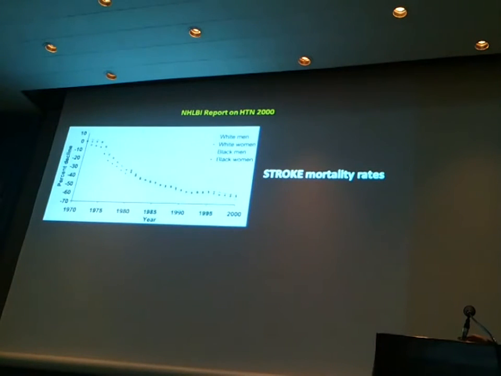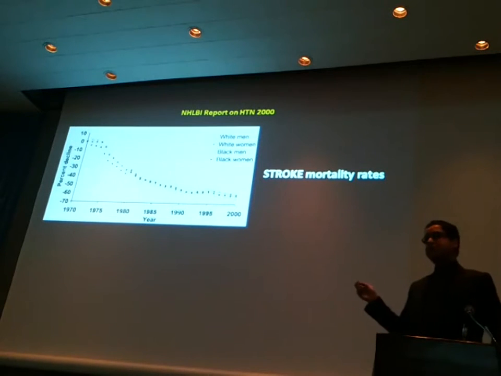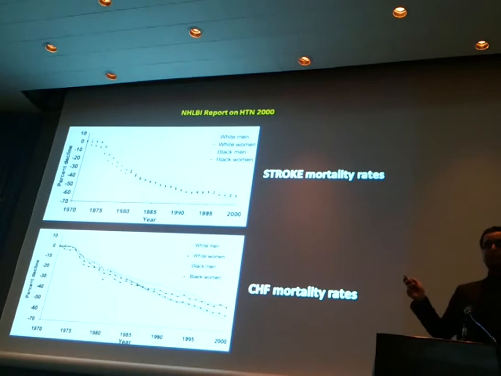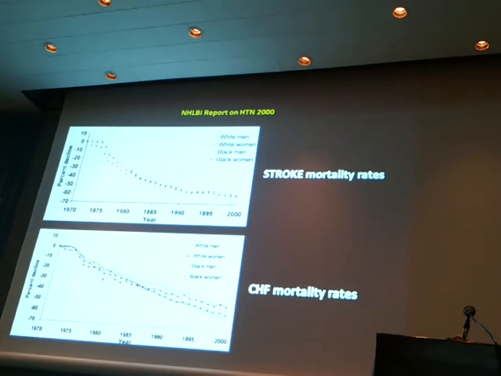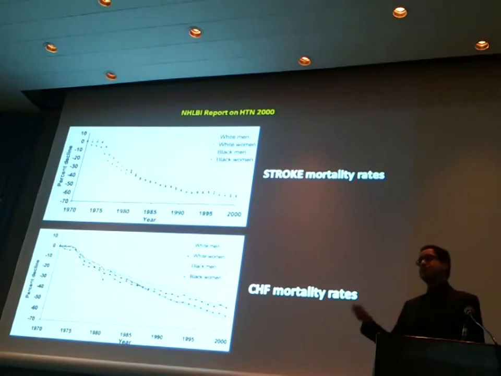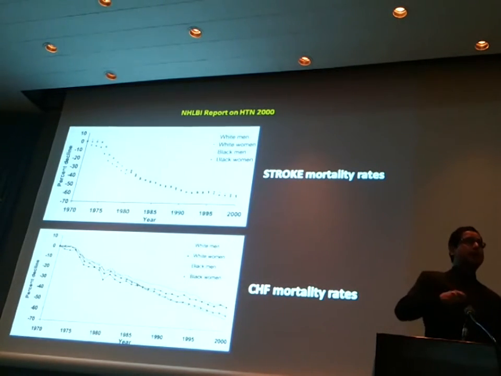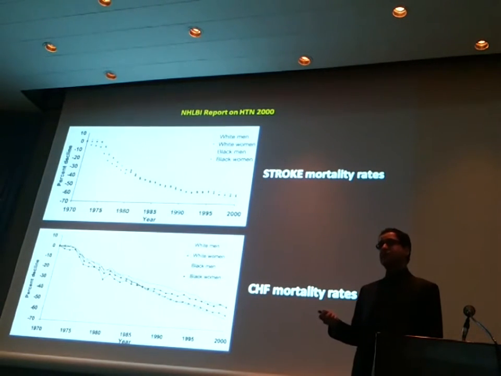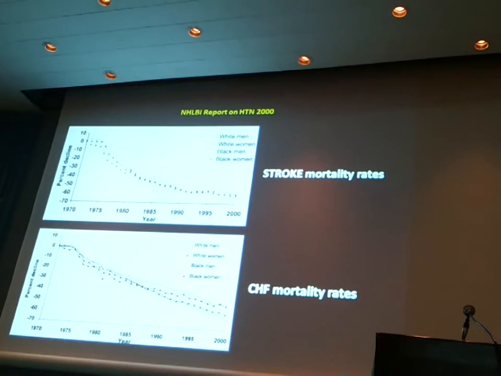They looked at the mortality rates of two of the major killers worldwide: the cerebrovascular accidents, meaning strokes, and congestive heart failure, the cardiovascular accidents. As you can see, there is a huge decline starting from the late 70s. Among the reasons for this decline, as the reporters claimed, was the advent of new classes and improved antihypertensive drugs, and the introduction of improved guidelines for their use.